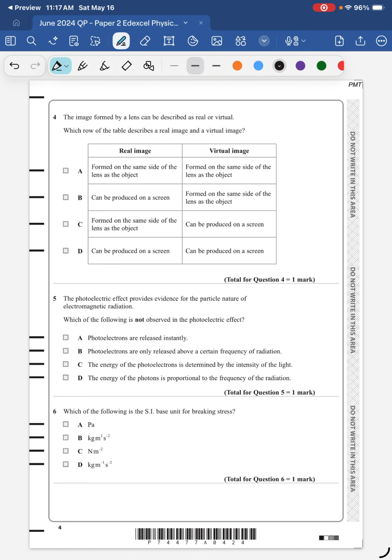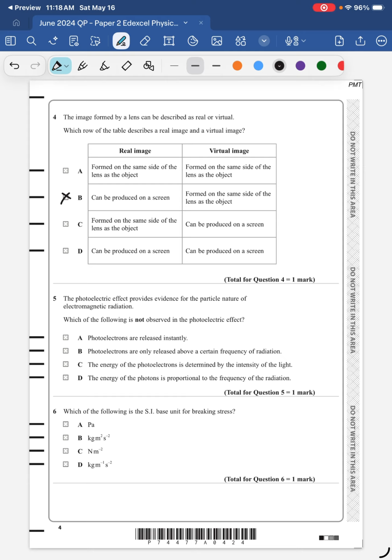Option A, real image formed on the same side of the lens as the object. That's wrong. B, can be produced on a screen. That's actually correct. And then the virtual image formed on the same side of the lens as the object, so that's the correct answer. Now option C, a real image is formed on the same side of the lens as the object. That's wrong again. And then a real image can be produced on a screen, that's option D. And then for the virtual image, they mentioned can be produced on a screen. So D is wrong. Again, this is an example of a question in which you can arrive at the correct answer by eliminating all the wrong answers. So B is the correct answer.